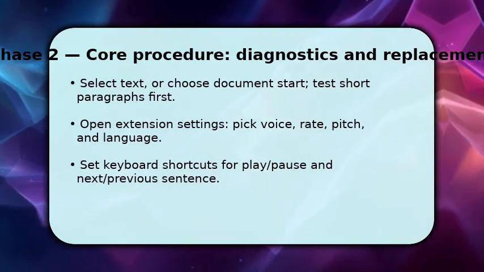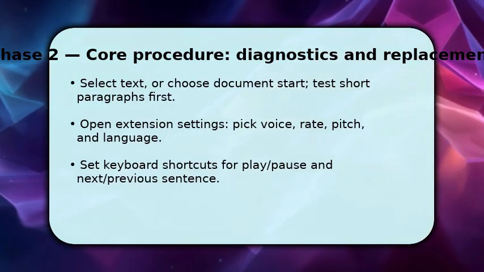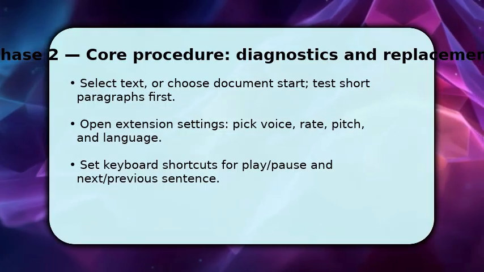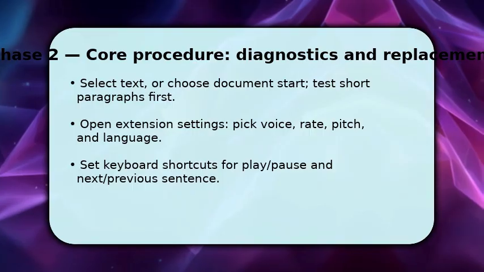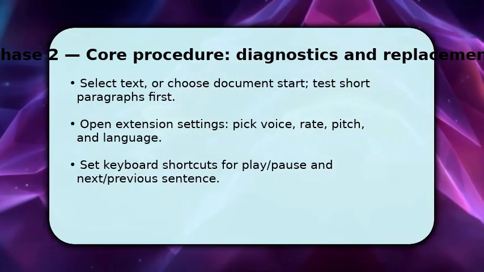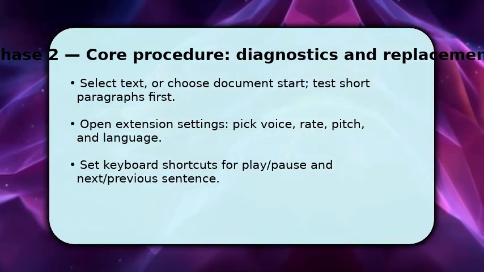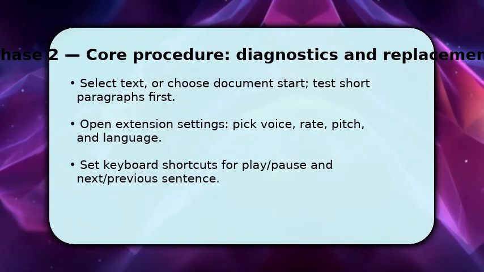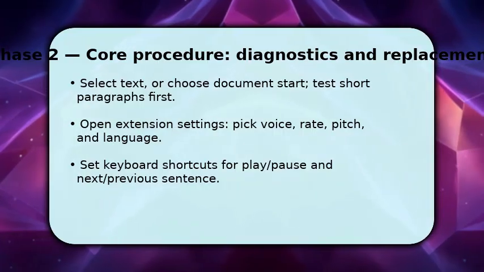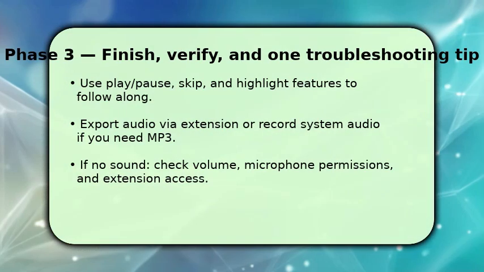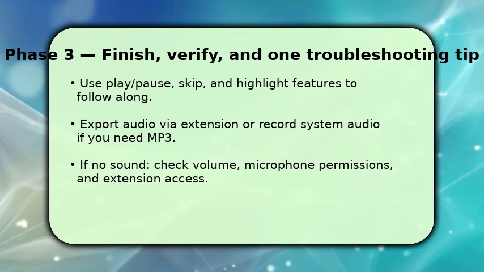Then, open the extension or OS speech settings to choose voice, speaking rate, and pitch. Slower rates help complex syntax, faster rates suit quick scans. Make sure language matches the document. Also configure keyboard shortcuts for play, pause, and jump commands so you can control playback hands-free while you follow along in the doc. Now run the reader on the full document and follow along.